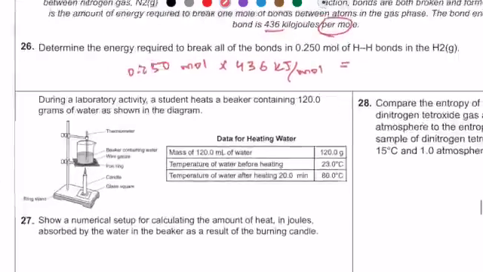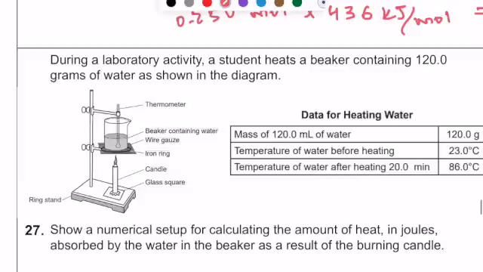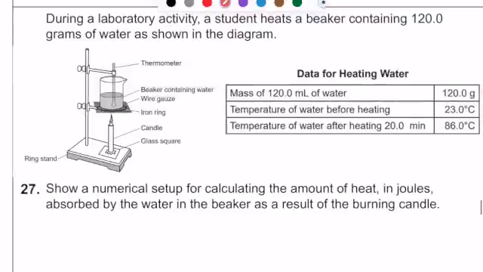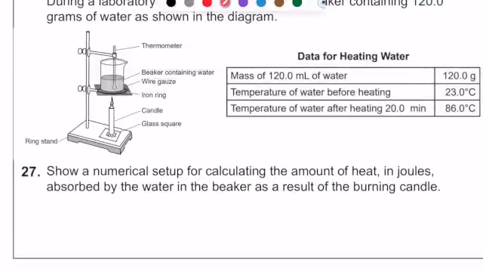Show a numerical setup for calculating the amount of heat in joules absorbed by the water in the beaker as a result of the burning candle. So for something like this, because you do have an initial and final temperature, you can once again go ahead and use Q equals mC delta T. So plug in the mass, which is right here, plug in the difference in temperature, and then for C, that will be 4.18 for water.